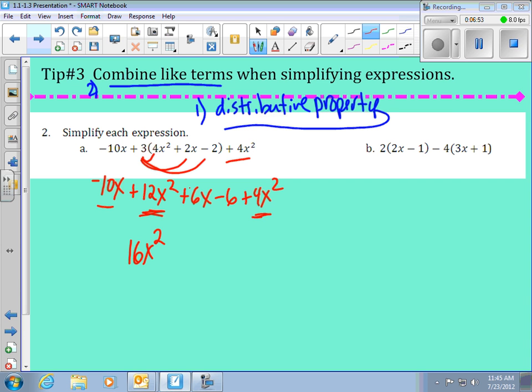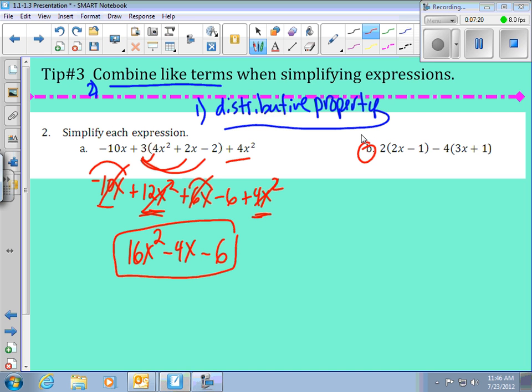Then we have this. We have the 6x and the negative 10x. Negative 10 plus 6 is negative 4, so I'm going to say minus 4x. The only thing that's left here, if you cancel out everything you've added up already, is a negative 6, your constant, so minus 6. And that is my simplified answer.